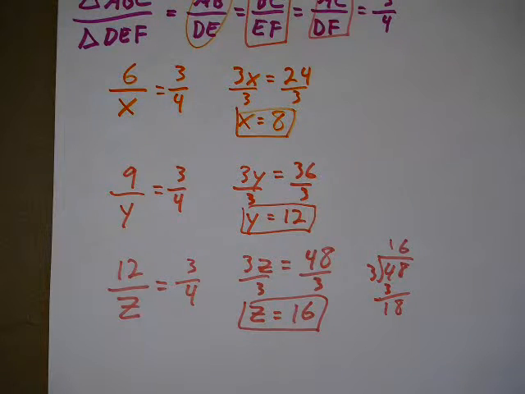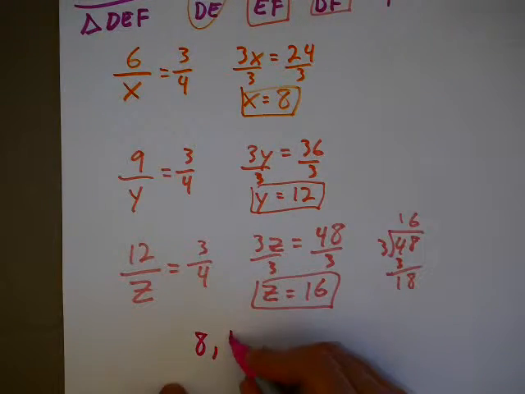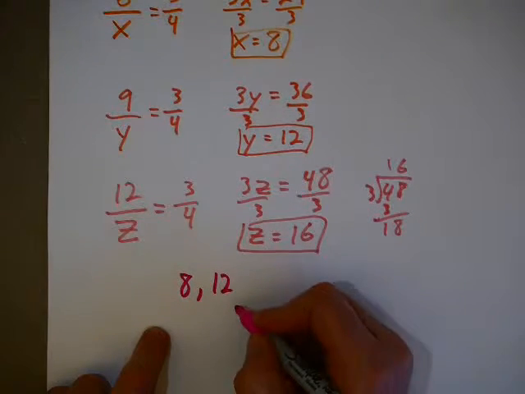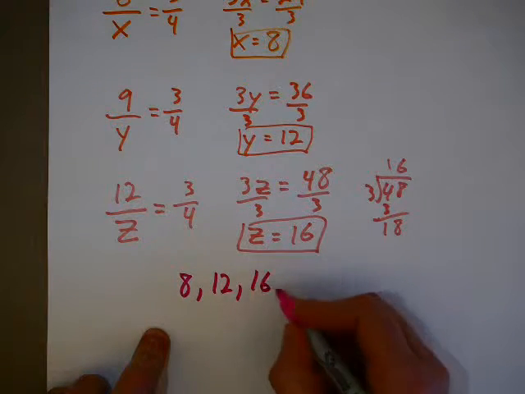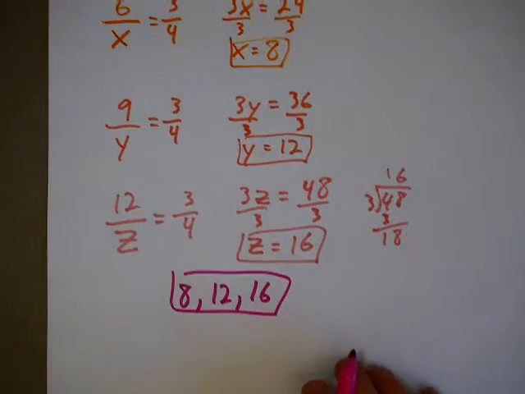So the sides of triangle DEF end up being 8, 12, and 16. So that would be your answer.